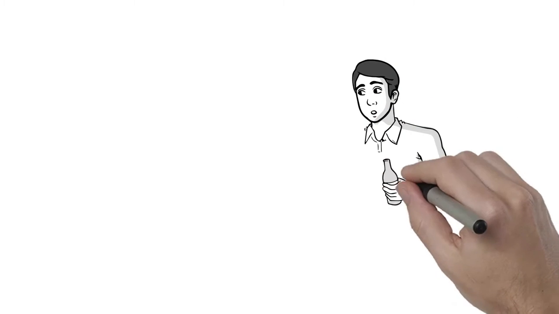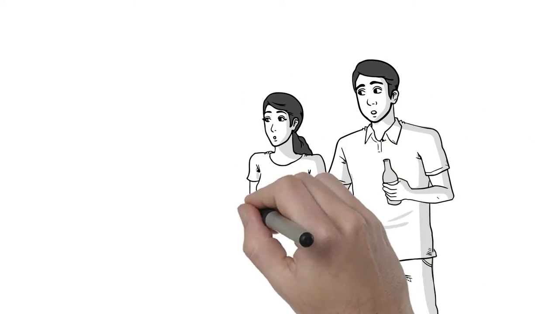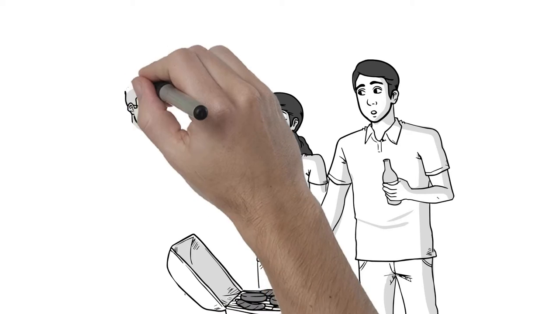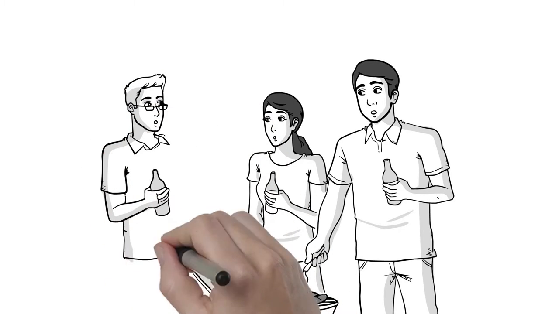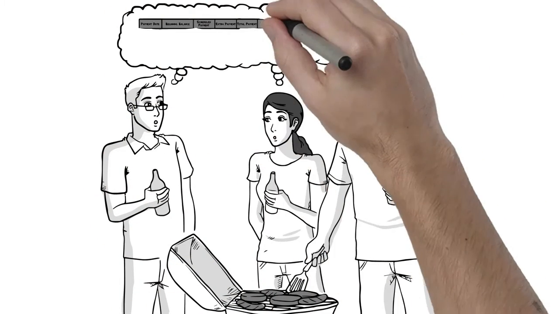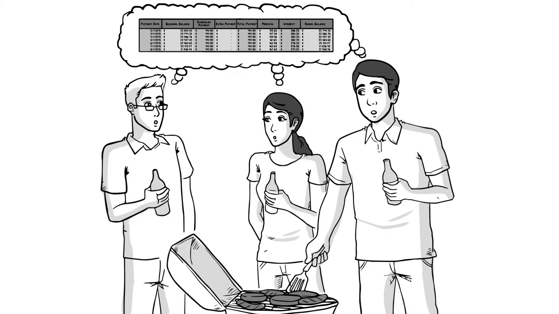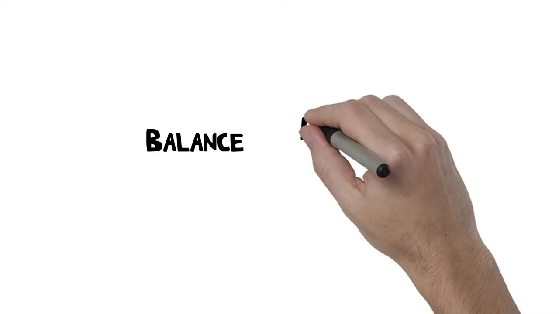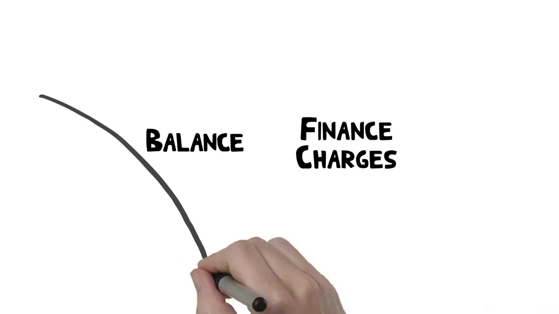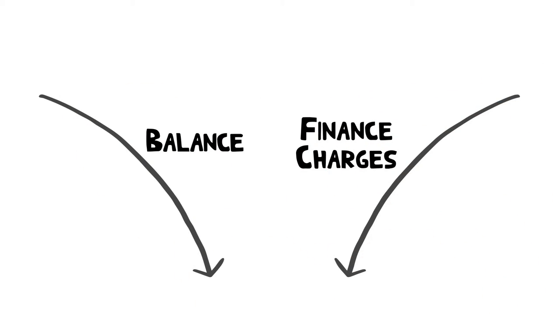One day, Joe and Maria are at a barbecue and their friend Lewis is there. He's an accountant, and he tells them that finance charges are based on the unpaid balance. So the faster they pay off the balance, the lower the finance charges are going to be. This means that as the balance gets lower, so do the finance charges or interest.